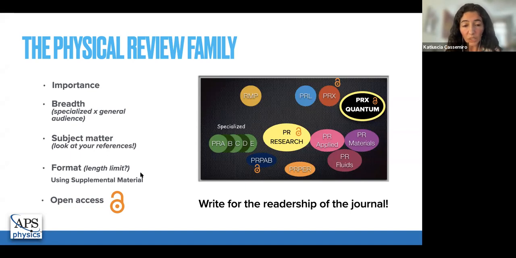Sometimes you really see that you have an exceptional result, but you just cannot explain it well in a short size paper. So in those cases, in the Physical Review family, you will have a PRX if your paper has an appeal to a broad community. If it's in quantum information science, you could send it to PRX Quantum. And as Matteo said, you should always pay attention to the readership of the journal when you decide to write your paper. Have them in mind when you're composing the paper.